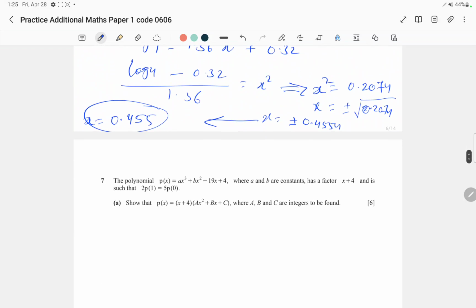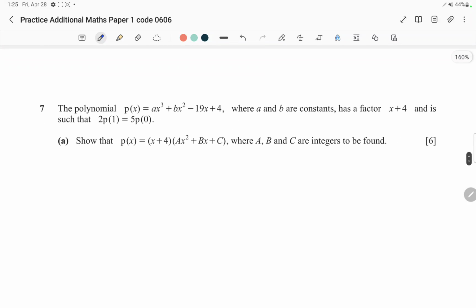Okay, now come to the next question, question number 7. It says the polynomial, where a and b are constants, has a factor x plus 4, and is such that 2p(1) equals 5p(0). Show that p(x) equals, so we need to actually factorize that.